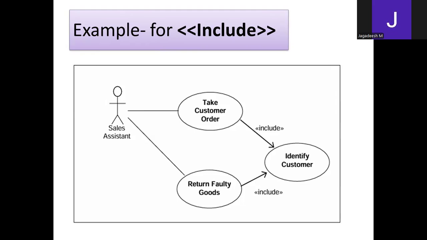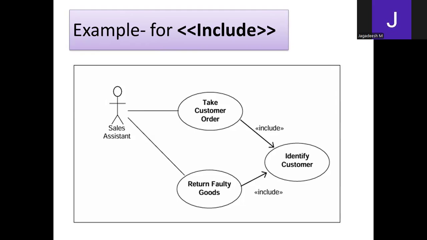Let me take the online shopping. Imagine that you are shopping with Flipkart or Amazon. When you are trying to make an order, we should give our identity to the applications. Without knowing our identity, they cannot provide the order that we are trying to get from them. So identifying the customer is more important before taking the order.